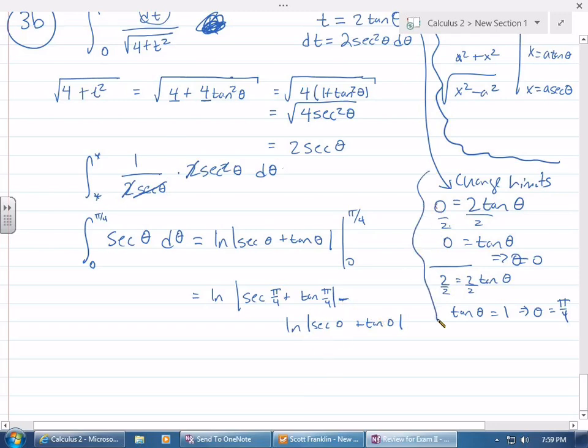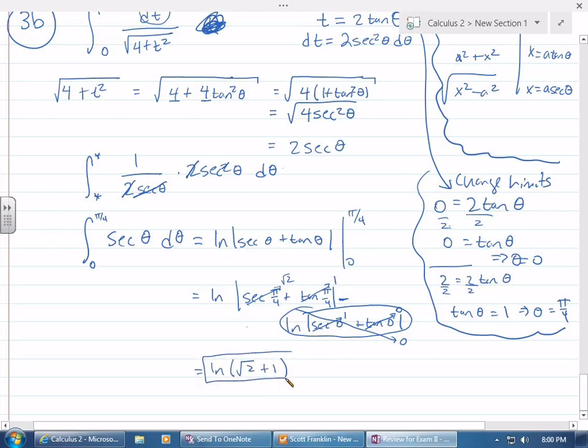I just needed space. All right, so tangent of 0 is 0. Secant of 0 is 1. So the log of 1 is 0. Tangent of pi over 4 is 1. Secant of pi over 4 is square root of 2. So I get the natural log of the square root of 2 plus 1. That's exactly what the answer on the key says.